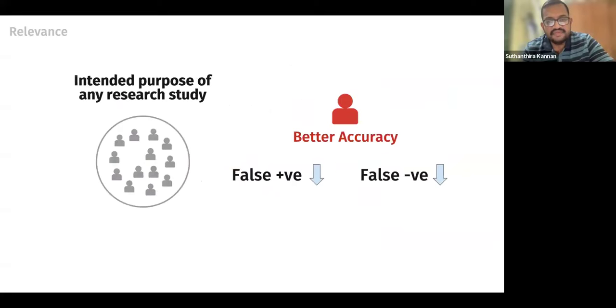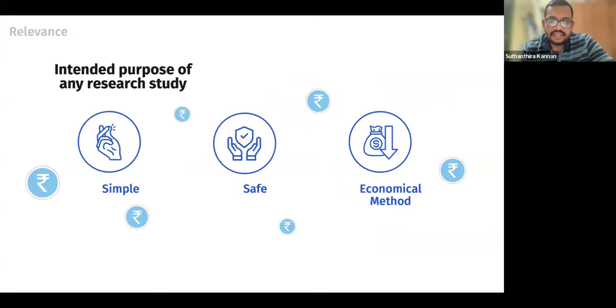What is the intended purpose of any research study? You should have better accuracy. You should reduce the false positive, that is type 1 error, and the false negative. So a simple, safe, and economical method should be used to achieve your objective. For this, you should do a thorough review of literature.